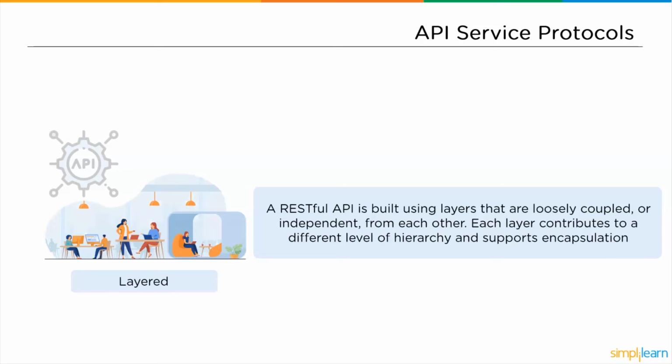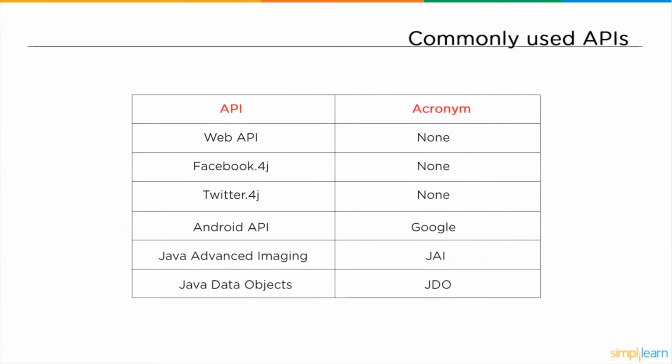Next, we will go through some frequently used APIs. So this is the list of most frequently used APIs in real time. We have Web API, Facebook4J, Twitter4J, Android API, Java Advanced Imaging, Java Data Objects, and you can also see the acronyms for them in the right column. Some of them have no acronyms and some of them have acronyms. For example, we have Android API as Google, Java Advanced Imaging as JAI, Java Data Objects as JDO, etc.